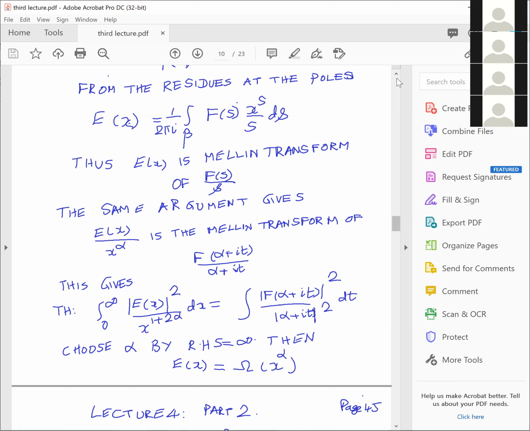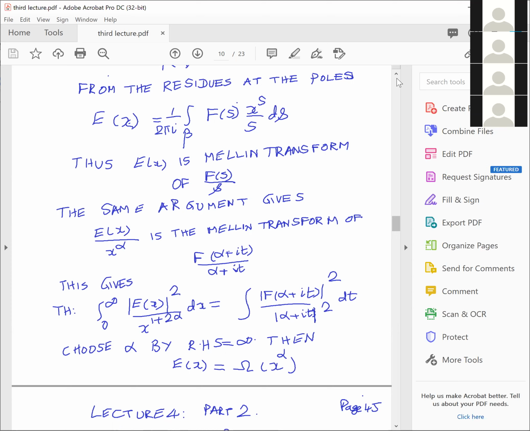Which essentially means that this mu sigma increases to infinity as you move towards the left. Up to half it remains zero, and then it becomes half minus sigma, and therefore as sigma goes to minus infinity, half minus sigma goes to plus infinity. And this is typical not only for the zeta function, but practically for every Dirichlet series. Once you move towards the left, the growth will keep increasing.